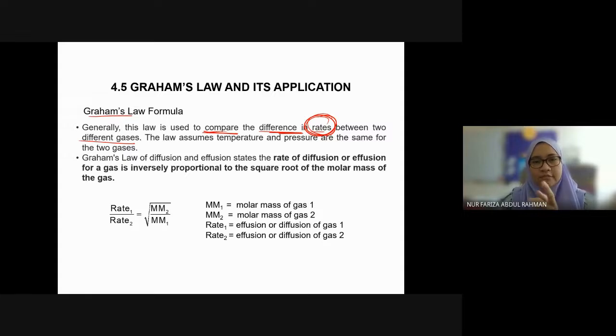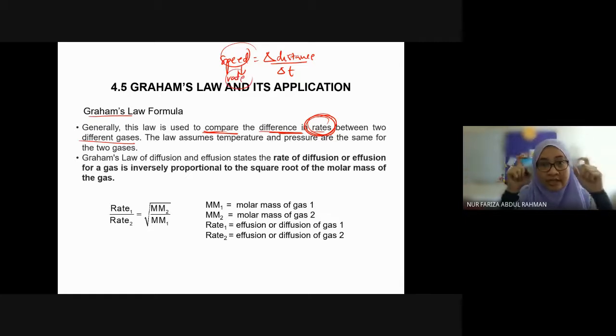So when the time taken is longer, what happens to the rate? It is inversely proportional. Like speed, the distance over change in time. So speed is also what we call rate. Rate is the general term.